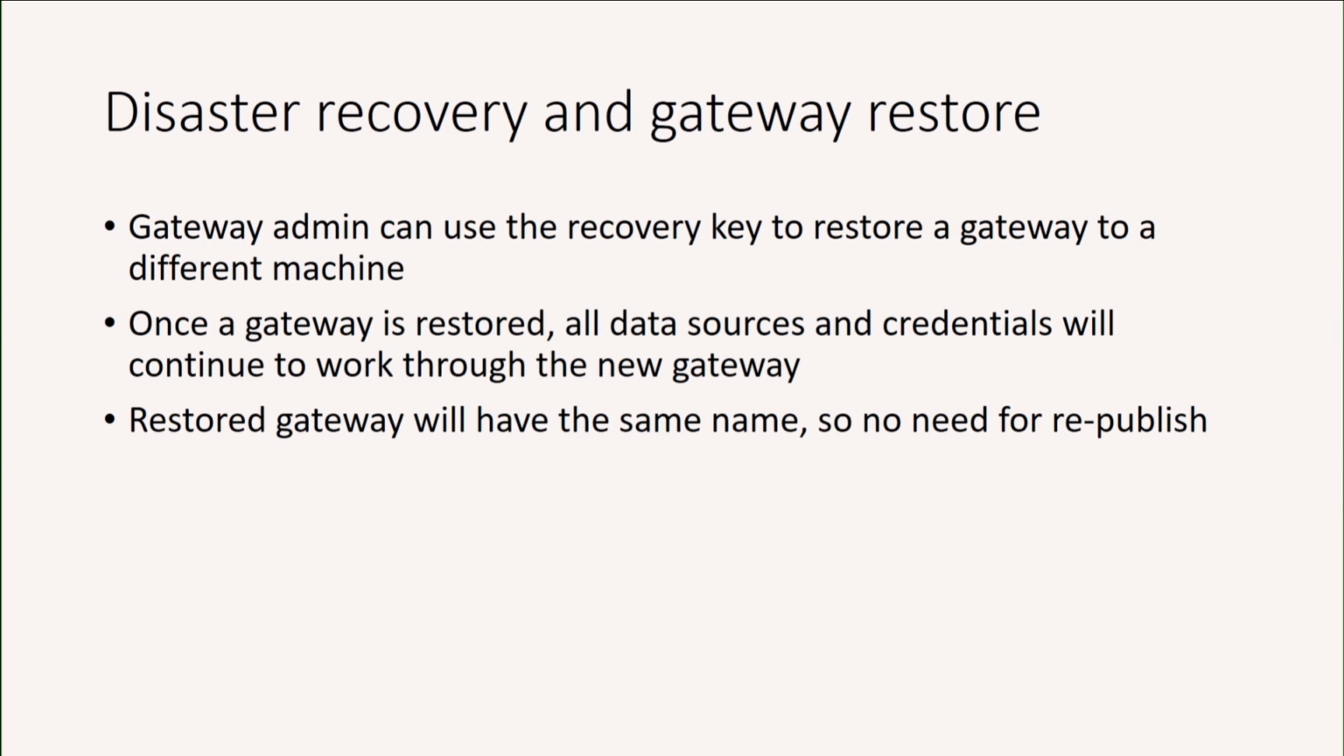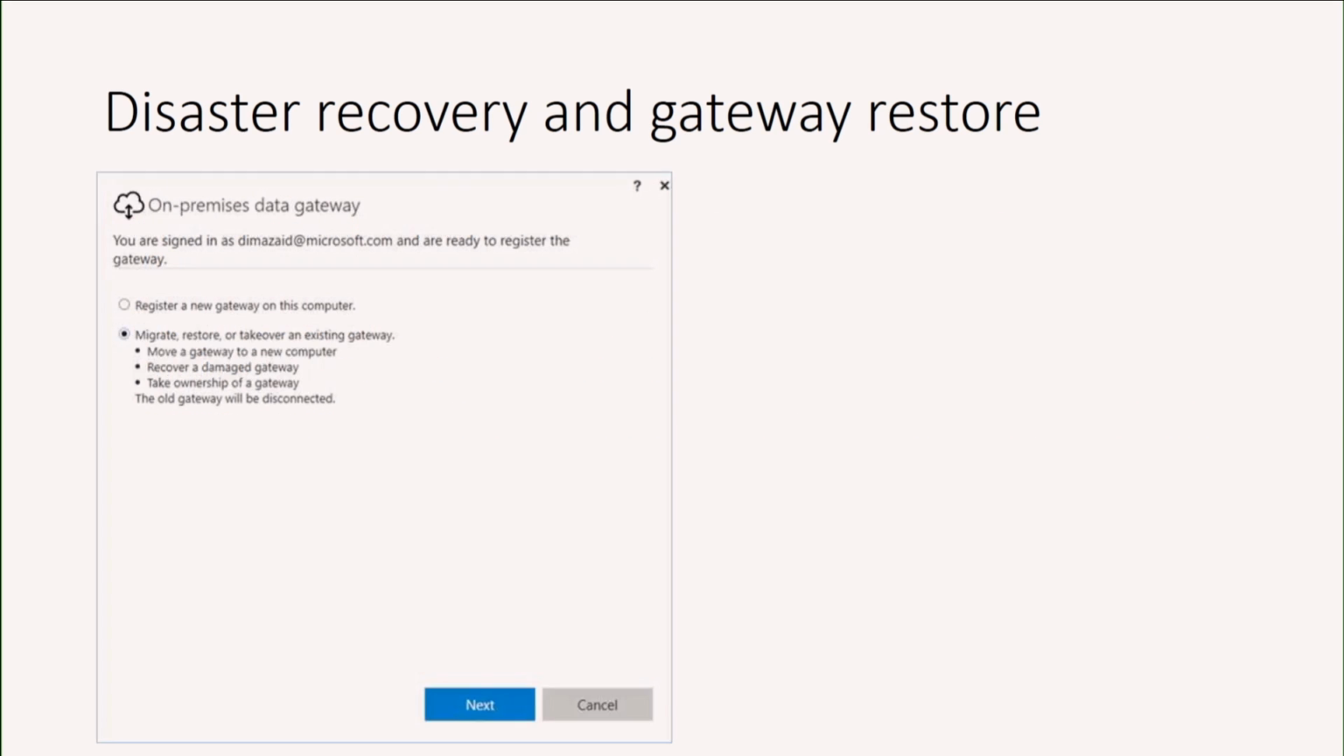But what could happen if, let's say, the gateway admin leaves the company, or the machine where the gateway is installed happens to just disappear or crash, and you no longer have access to the physical gateway? So we provide a way to restore that gateway, which is using the recovery key. So this is the second way we use the recovery key.